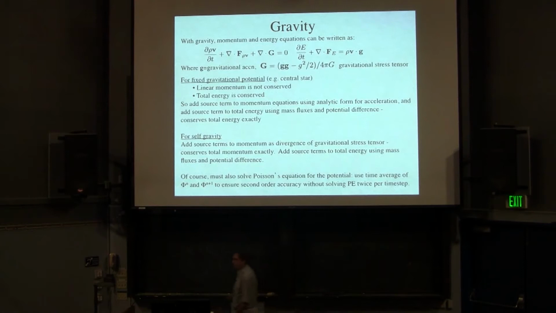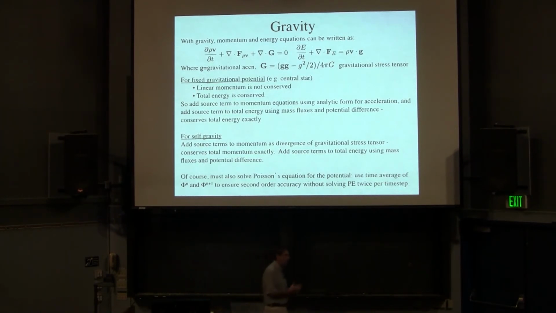You can conserve energy exactly, however, with a fixed potential by using the mass fluxes rho v returned by the Riemann solver, dotting them onto the analytic form of the acceleration from the static potential, and you can show that that will conserve total energy in a static potential properly. But for self-gravity, as I say, you want to add in this term using the stress tensor.